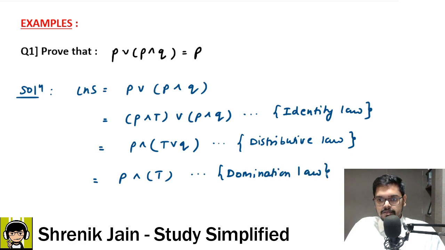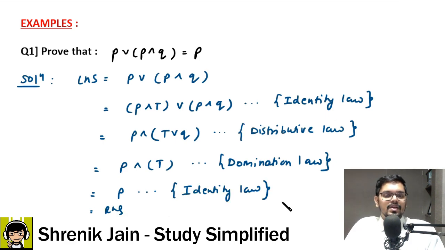In a semester exam, you have to write every law which you have used in the steps. In the GATE exam, no one will ask; you can just skip straight to the next step. What about P and T? P and T depends on the input. If input is T, output would be T. If input is F, output would be F. So this is nothing but our identity law. So finally, we can say that LHS is equal to RHS.